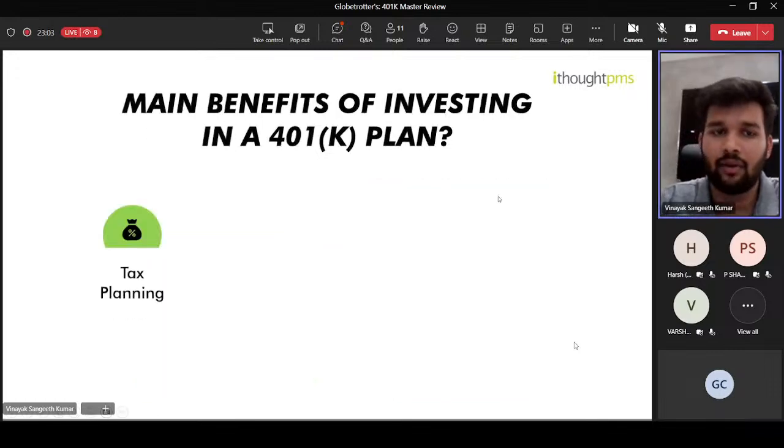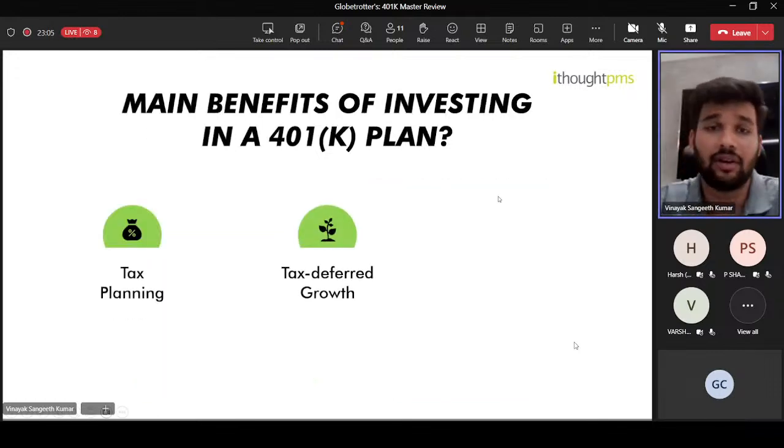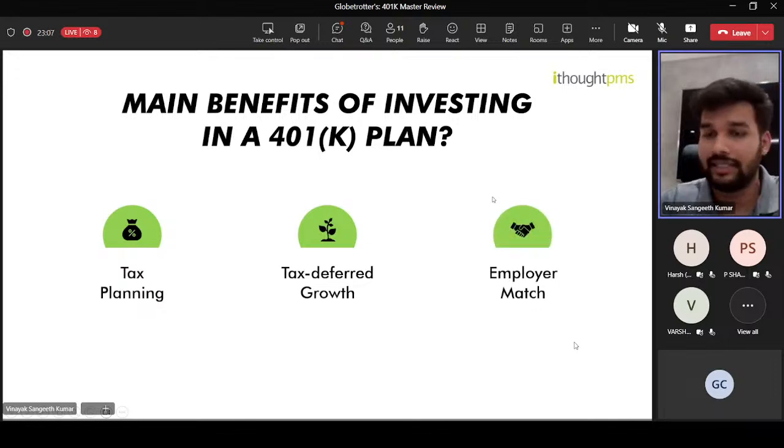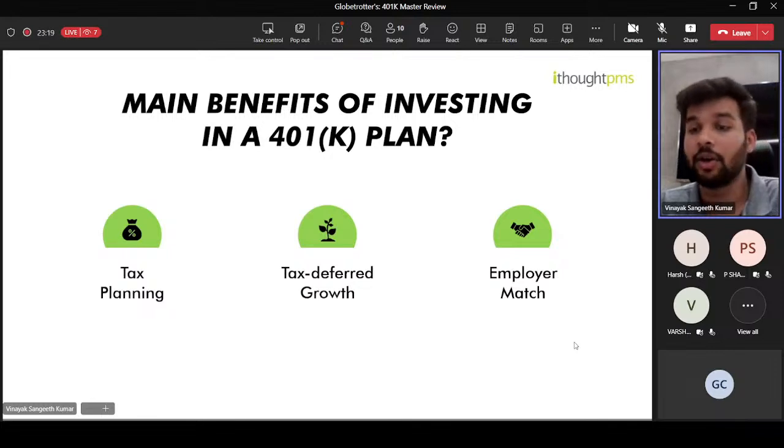So what are the main benefits of investing in a 401k plan? Tax planning. Suppose you are a taxpayer who falls under a higher tax slab rate in the US, and you want to save some taxes and reduce your taxable liability. What you will do is contribute to this 401k account, and whatever contributions you make, you will claim as deductions for that specific year.